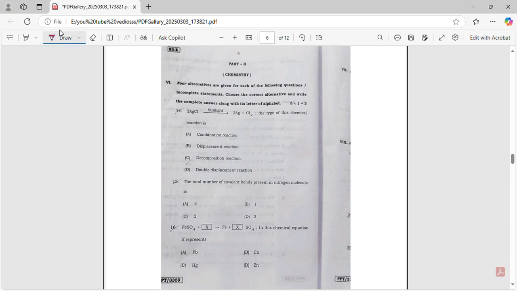The chemistry part, let's see. AgCl, it is a photo decomposition. It is a decomposition reaction. Clearly decomposition, sunlight, photo.